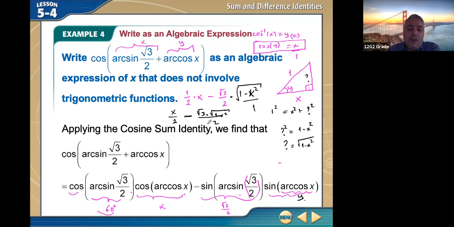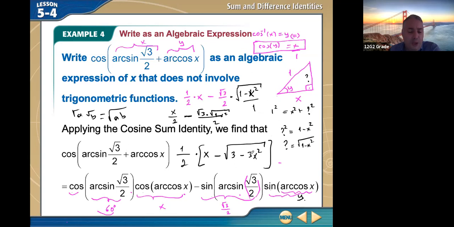One more step, I can say 1 over 2 times parenthesis, x minus root 3 times root of 1 minus x squared. Root a times root b is equal to root ab. I can even leave it as it is, or I can write the square root of 3 minus 3x squared. This is totally up to you. If it's a test question, this could be in the alternatives. They are all acceptable.